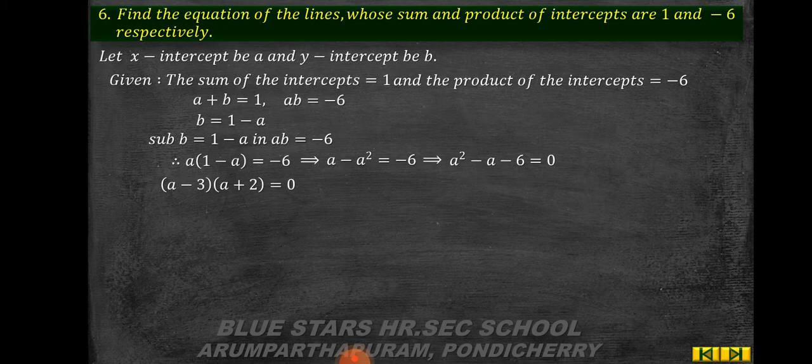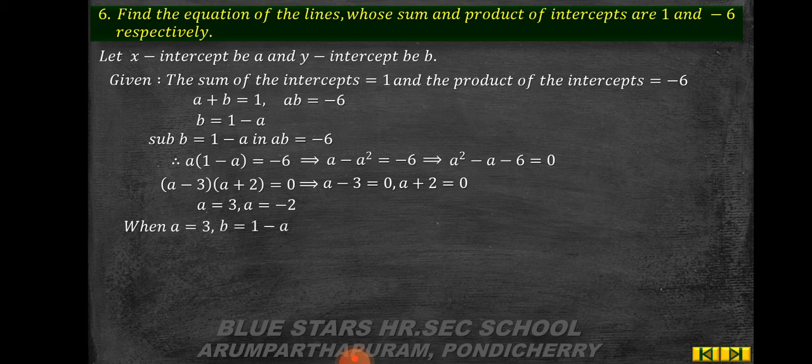Then the next step is we have to split the roots. Here the product of roots is minus 6 and the sum of roots is minus 1. So the factors are A minus 3 into A plus 2 is equal to 0. From the factors we get A minus 3 is equal to 0 and A plus 2 is equal to 0. Therefore the value of A is equal to 3, comma, A is equal to minus 2.